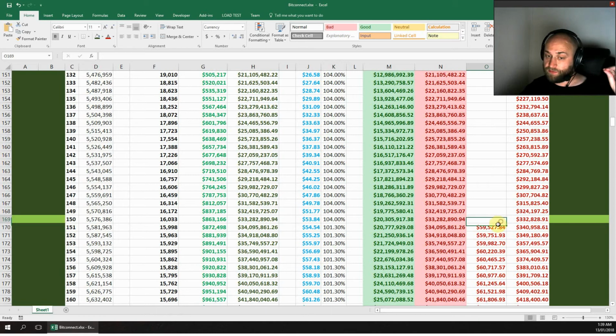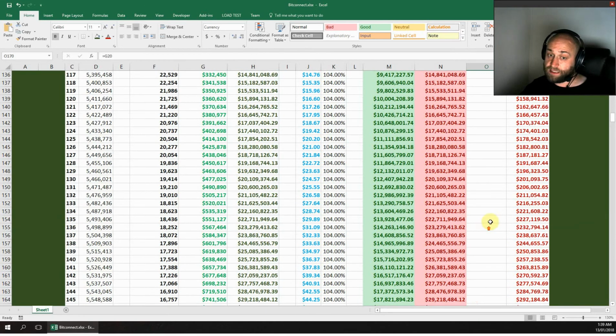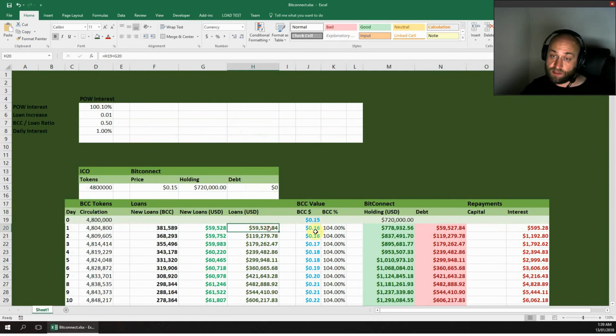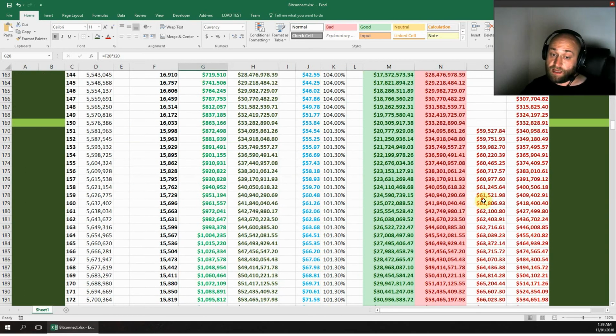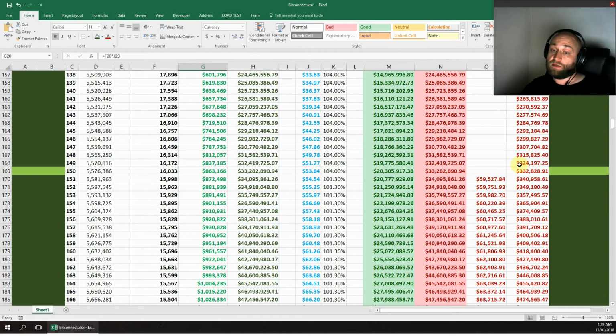Now, where does that figure come from? Well, 59,000 here is the amount that was loaned on the first day, as you can see there. So the idea here is that now that they've reached this point, every day they're paying back the capital of loans that happened 150 days ago. So instead of just paying interest, they're now repaying capital plus interest.